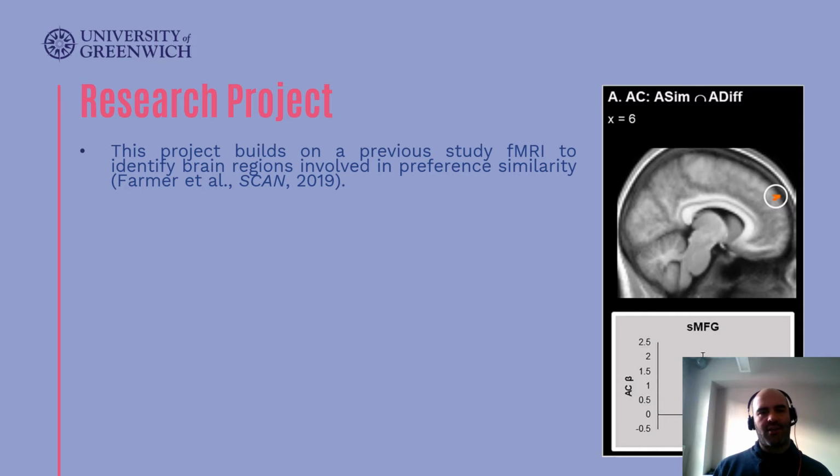So this research project builds on previous work that Antonia, Uri, and myself did, in which we used fMRI to identify the brain regions that track parameters involved in preference similarity learning. And in particular, we found that the total representation of a particular target's similarity or difference to ourselves in terms of their preferences was stored in the medial frontal gyrus.